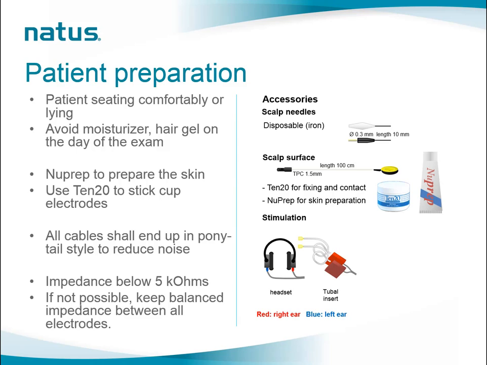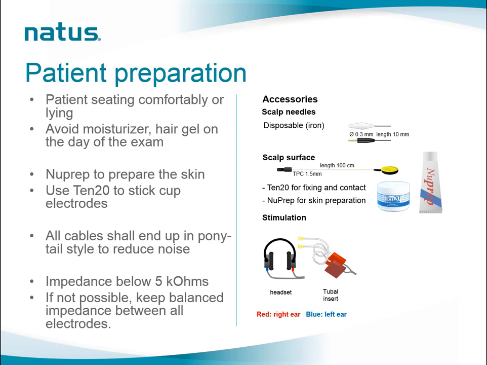The impedance, once we have applied all electrodes, should be below 5 kilo ohms. If in some cases you just cannot get to that level, try to keep the impedance as balanced as possible between all electrodes. What I mean is, if you have one electrode at 5 kilo ohms and the other one at 50, that would be worse than having the 2 electrodes at 15 kilo ohms. Having balanced impedance throughout all the electrodes would allow you to have a more stable baseline. So best case scenario, you go below 5, which is very easy with the subdermal needles. If you cannot go down to that level, then just try to keep them balanced.